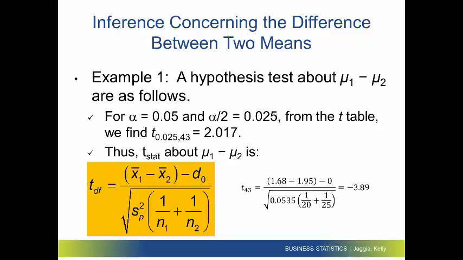Have a look in your t-table on page 732. Look down the page for degrees of freedom, which is 20 plus 25 subtract 2, so there are 43 degrees of freedom. Then look across to an alpha of 0.025, as this is a two-tailed test. The t-critical value is 2.017, positive and negative.